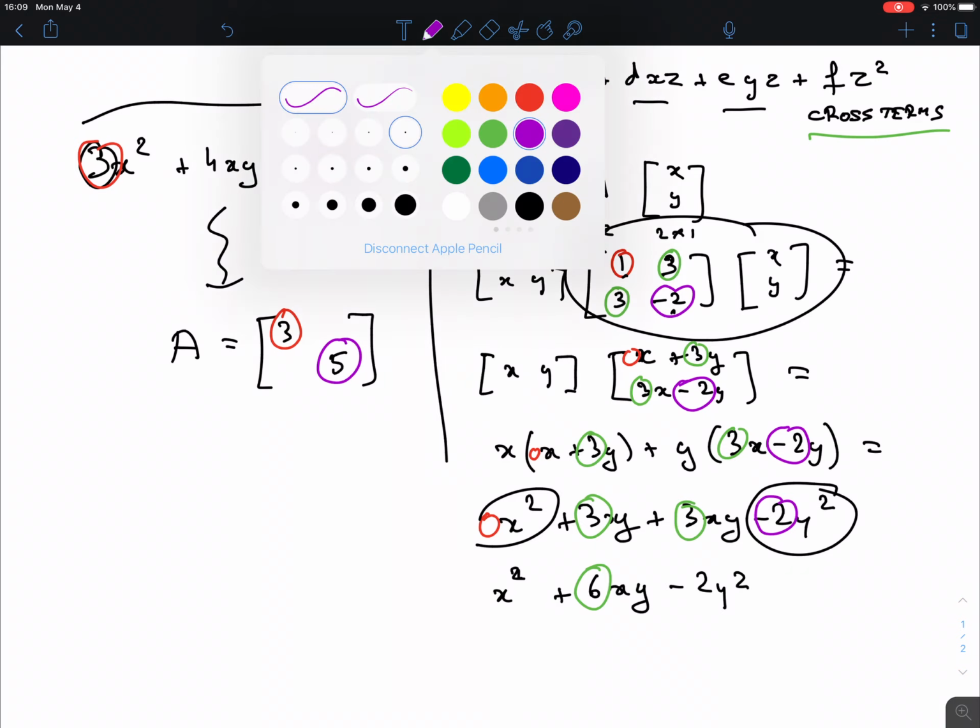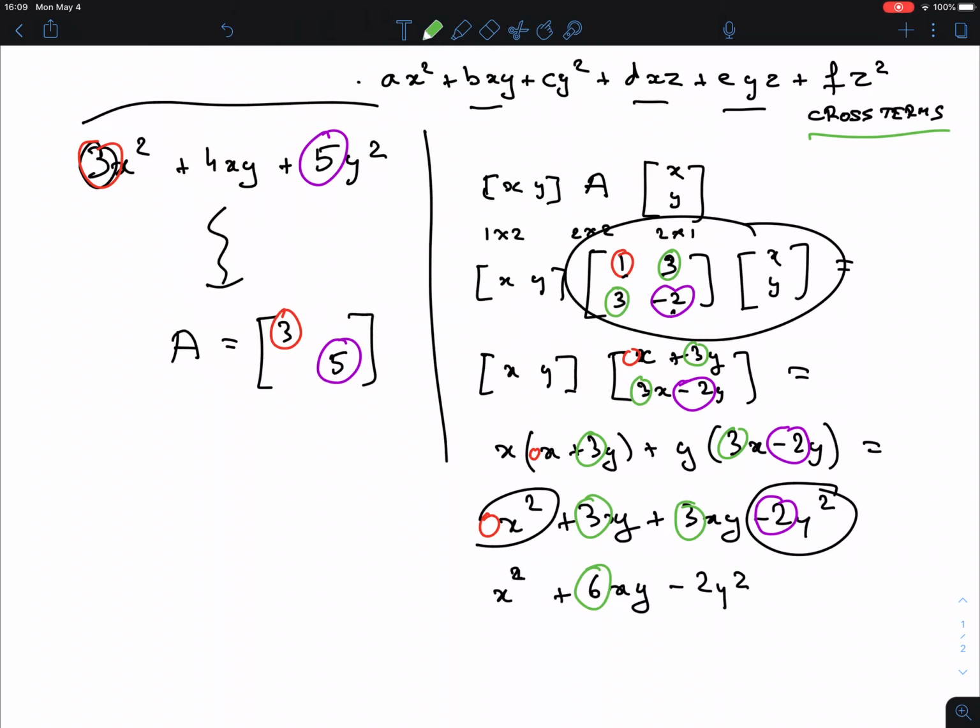Now the green guys, where do they go? Now I noted, I said these two green guys add up to 6xy. And there are two of them, twice the same, so the 6 is half of these numbers. So I have to take this number and halve it. So I get 2 and 2 here. Okay, double check that this is what we want.